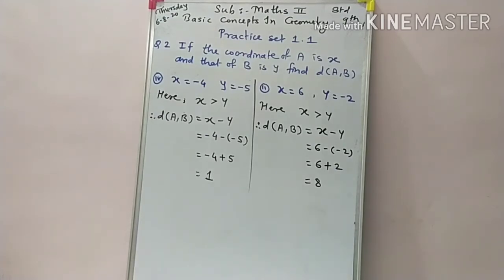Remember one thing: the distance is always positive. In the final answer you will get positive numbers only. If you get a negative, it means you are doing some wrong steps. The distance is always positive. So like this you have to solve these examples. The remaining one I will keep as your homework.